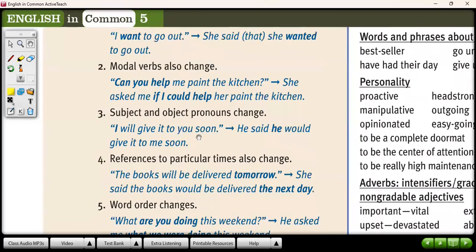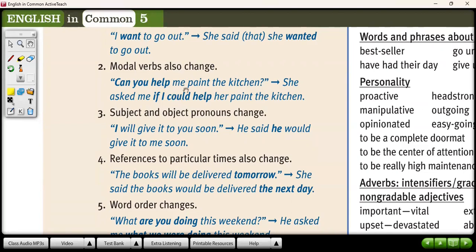Also, we saw that modal verbs change. So can changes to could, will changes to would. So, can you help me paint the kitchen? It's a question, so I use the verb ask in the past. She asked me. It's a yes or no question, so I use if. So, she asked me if I could help her paint the kitchen.